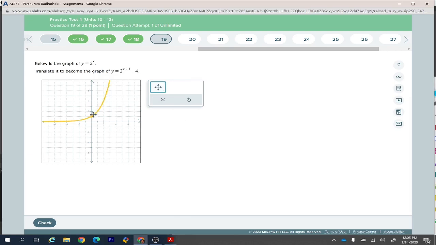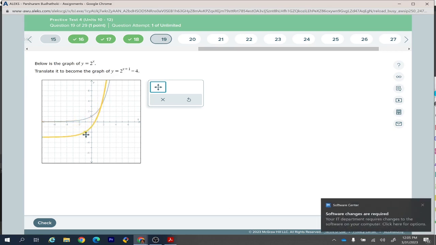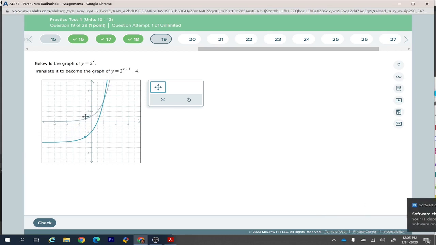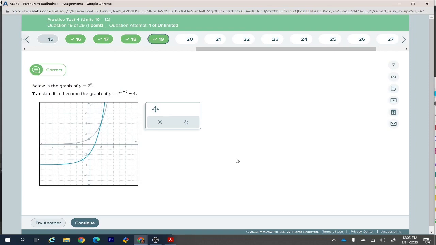Its translation is 1 unit left, so this point goes here, and 4 units down. So this point 0, 1 becomes negative 1, negative 3. It's a horizontal shift to the left and a vertical shift down.